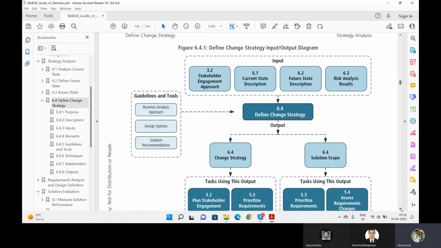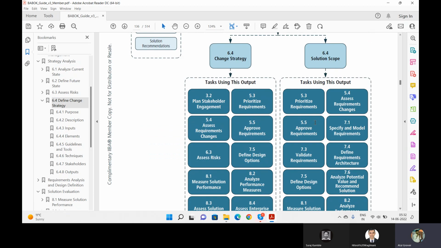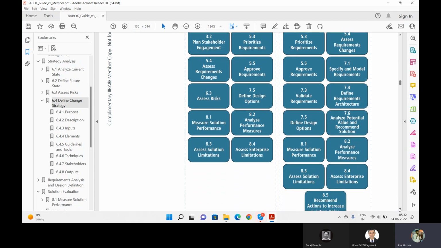And by using this strategy, multiple outputs we can achieve here. Few we have already done, few are upcoming. Because your alternative approach may validate the requirements, help you define the solution options, measure the performance, and help analyze performance measures as well. So multiple things are there.